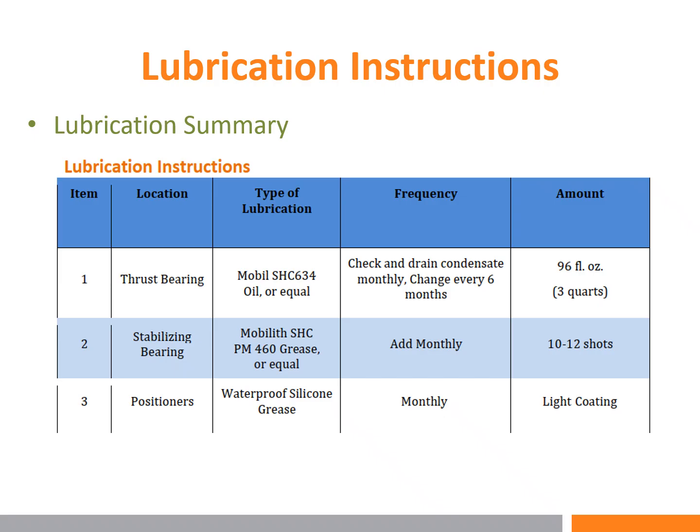Second is the stabilizing bearing. We recommend a Mobilith SHC PM 460 grease. It's to be greased monthly, approximately 10 to 12 shots of grease for lubrication. Last is the positioners. We suggest monthly on the positioner rod that it receives a light coating of waterproof silicone grease so that the rod moves in and out of the positioner assembly without friction.